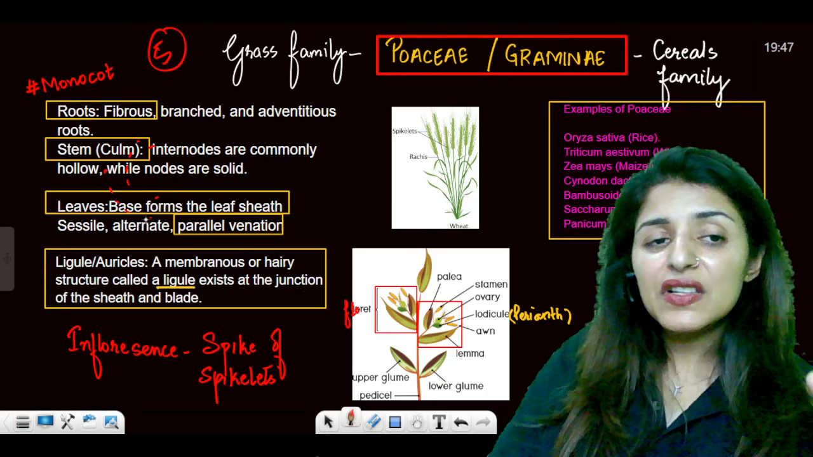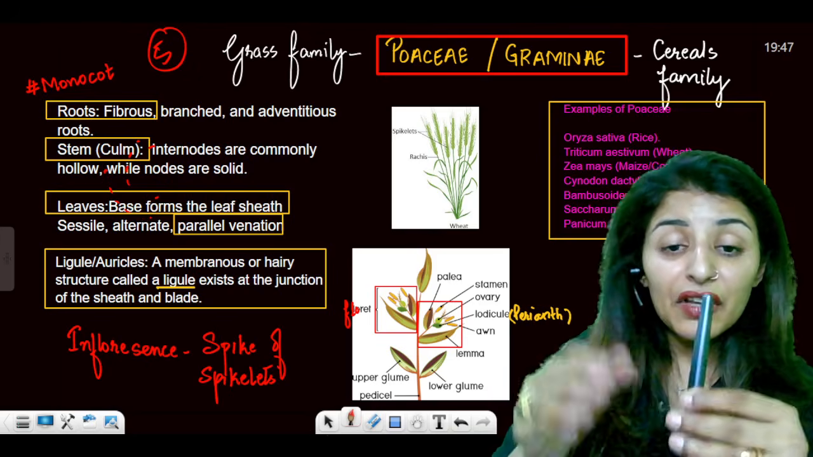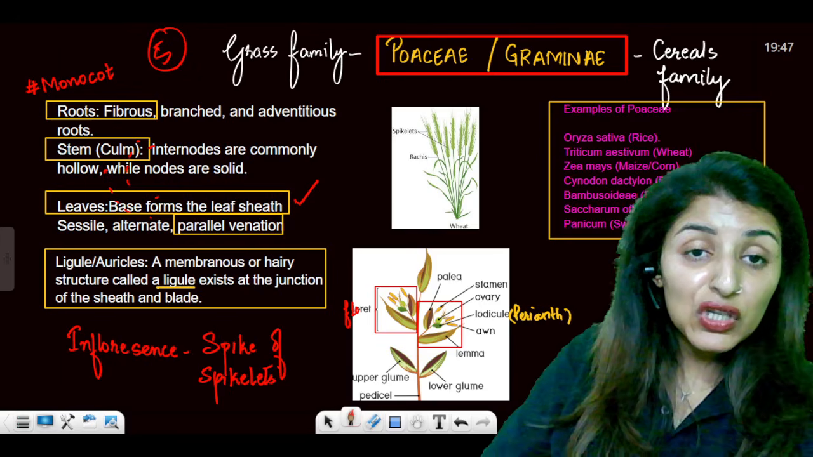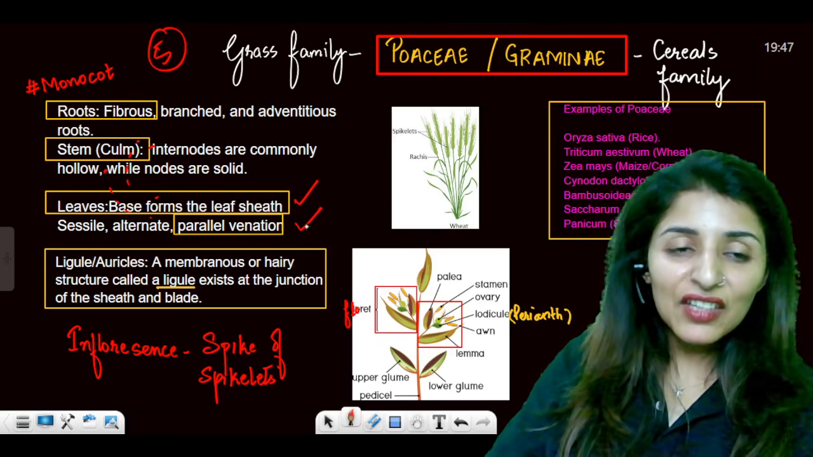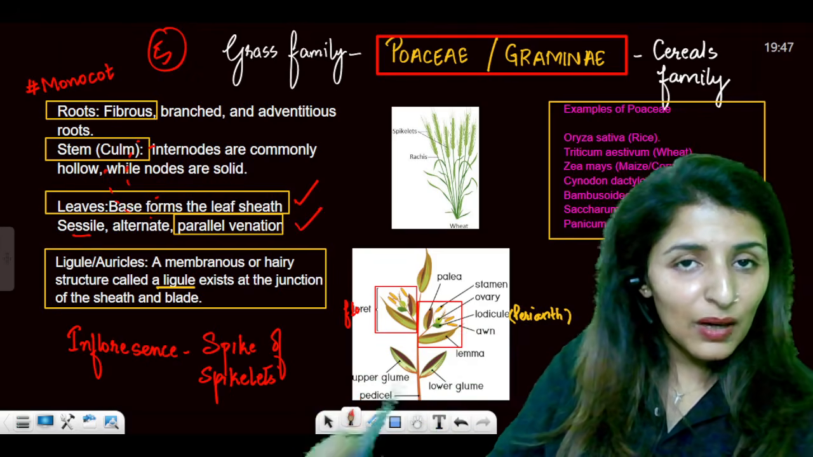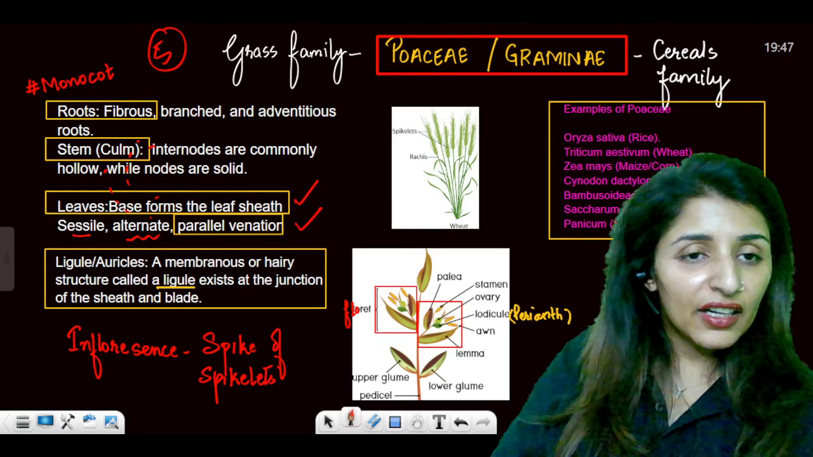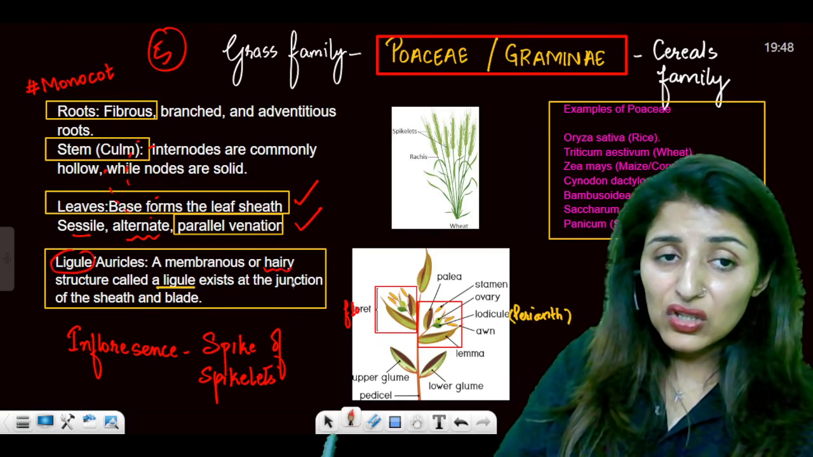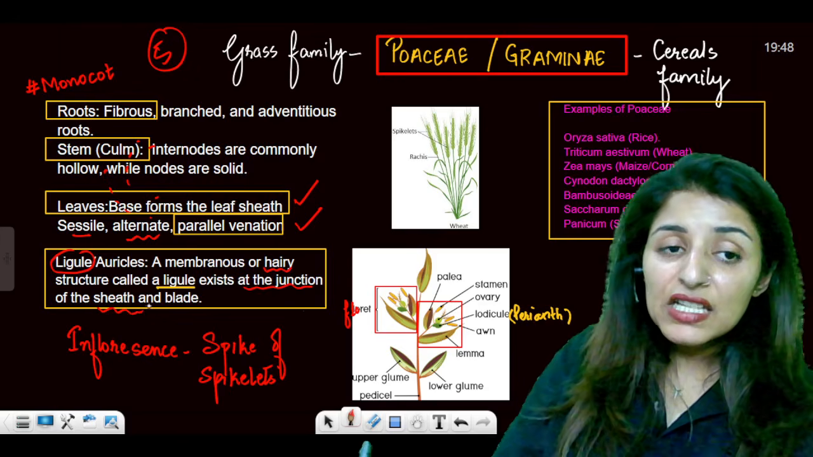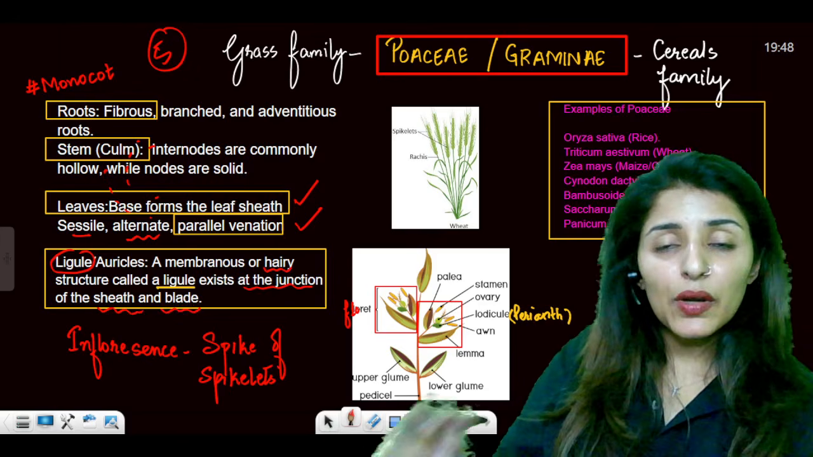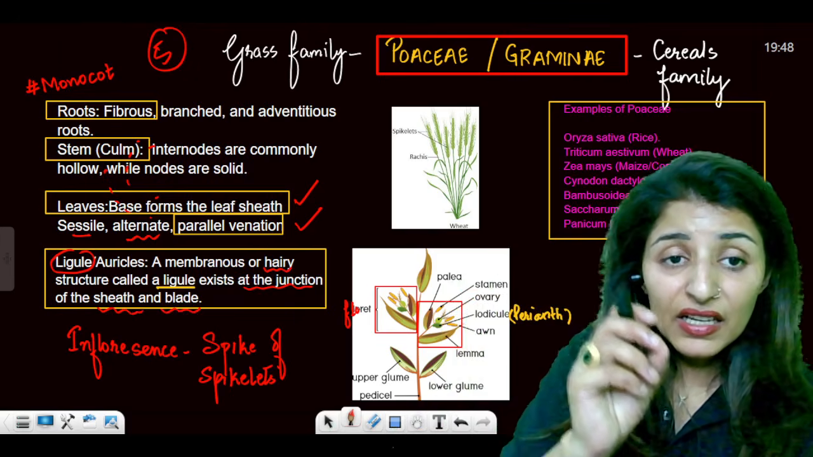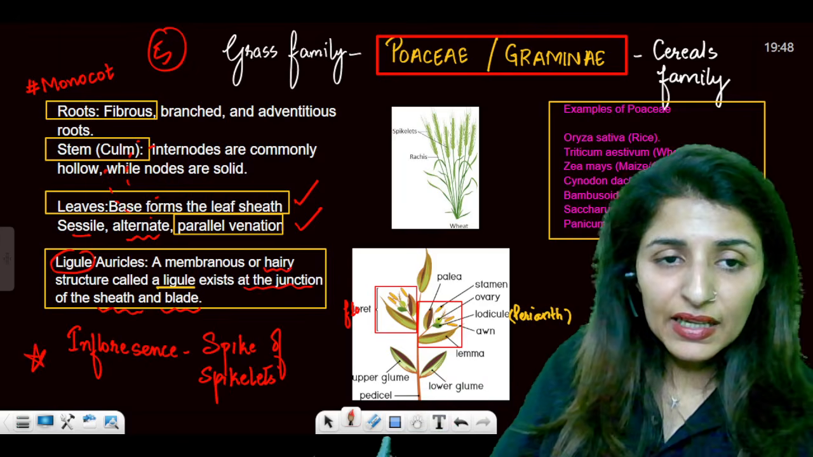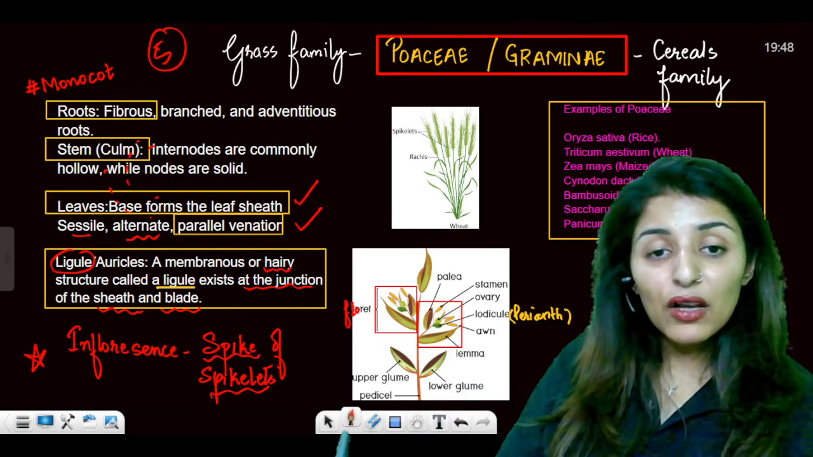Is that clear? Now leaves, because it is a monocot, the stem will be covered with the leaf base, which is known as leaf sheath. Now, being a monocot, it has parallel venation. These are sessile. There is no petiole present, and alternate. Is that clear? Now, there are certain structures known as ligules present. These are hairy structures present at the junction of sheath and the leaf blade. That is where the main lamina and the sheath meet. There is a small hairy structure known as ligule. Now, the type of inflorescence present in Poaceae, guys, is spike of spikelets.